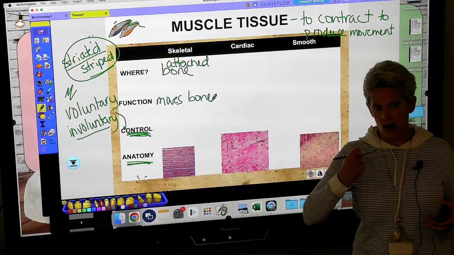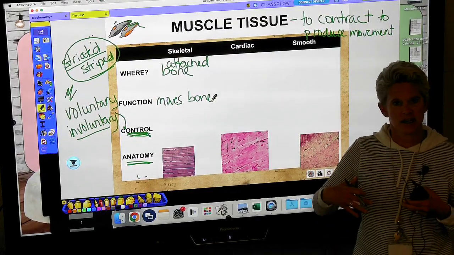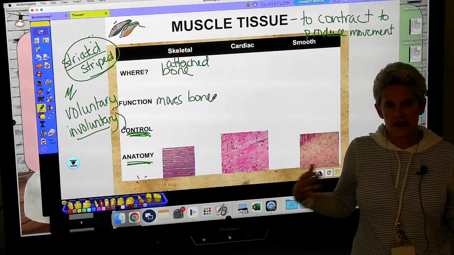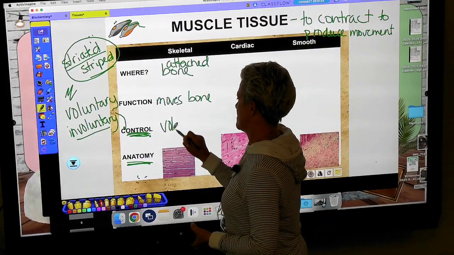So to move my arm, I have to put some thought into doing that, and I don't have to move it. It's not an automatic thing. It doesn't move without my thinking about it. You have to think about it. So this is a voluntary muscle.